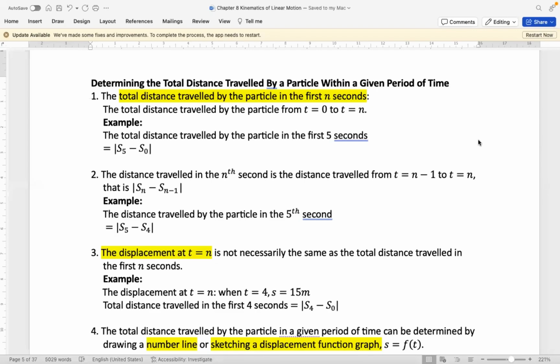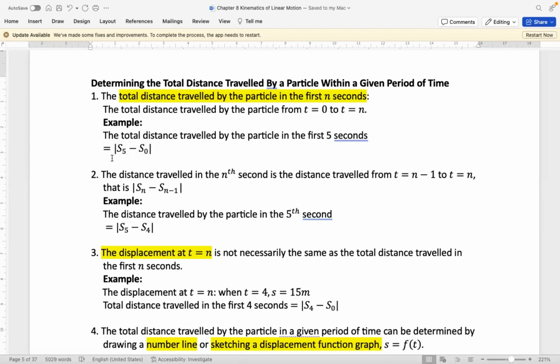Determining the total distance traveled by a particle within a given period of time. First of all, the total distance traveled by the particle in the first n seconds means the total distance traveled by the particle from t equals 0 to t equals n. For example, when the question asks you to find the total distance traveled by the particle in the first 5 seconds, it means you calculate from t equals 0 until t equals 5.